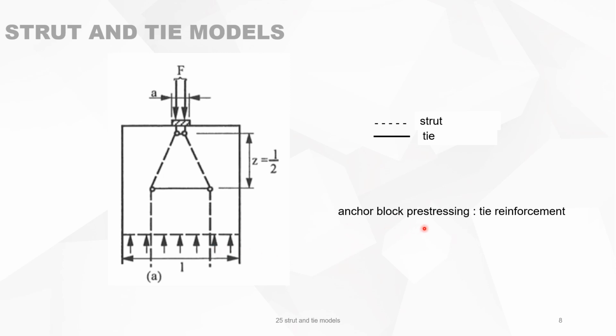So for a pre-stressing anchor block, there's a tie reinforcement, and for columns, a confinement reinforcement is also needed to take up the tension, which, just take care, is perpendicular to the load itself.